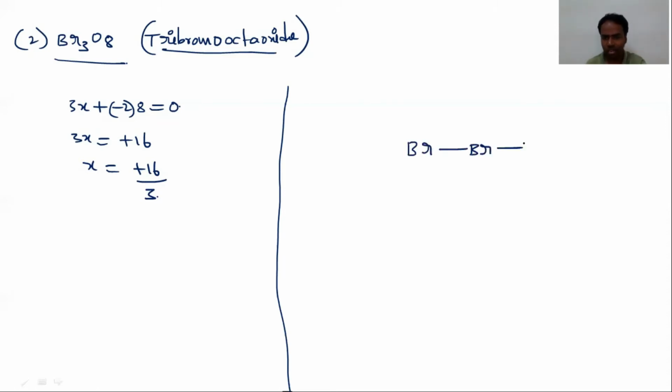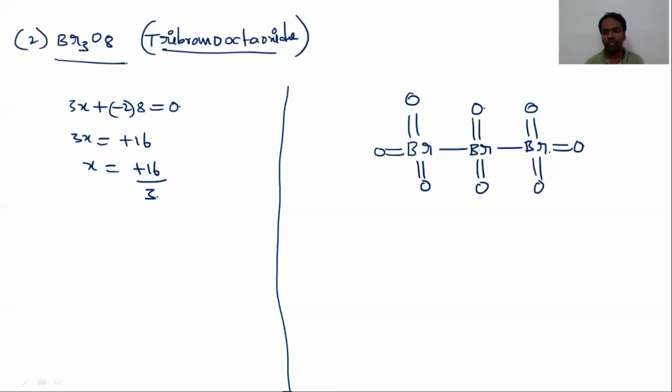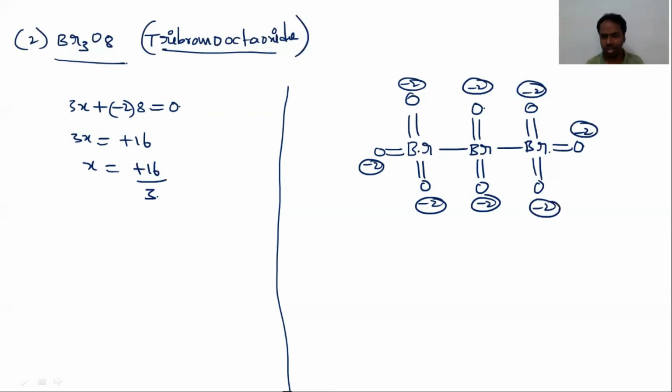So 3 bromines are there here. The 2 terminal bromines are bonded with oxygens. Now see here, this oxygen is -2, this oxygen is -2. Here -2. So this oxygen -2, -2, -2. Here -2, -2. Now come to the charge of this bromine. Here -2, -2, total -6.